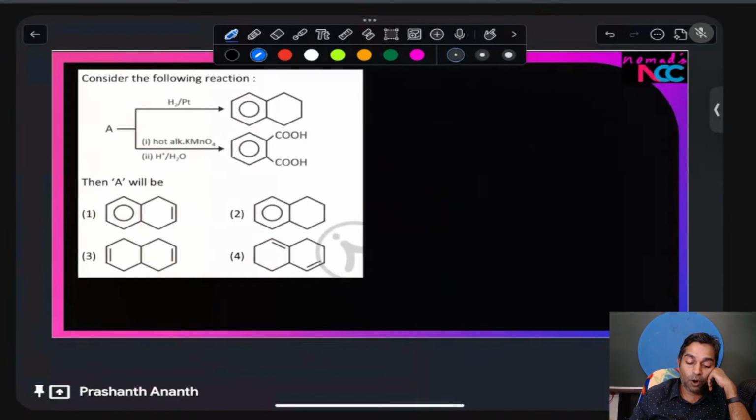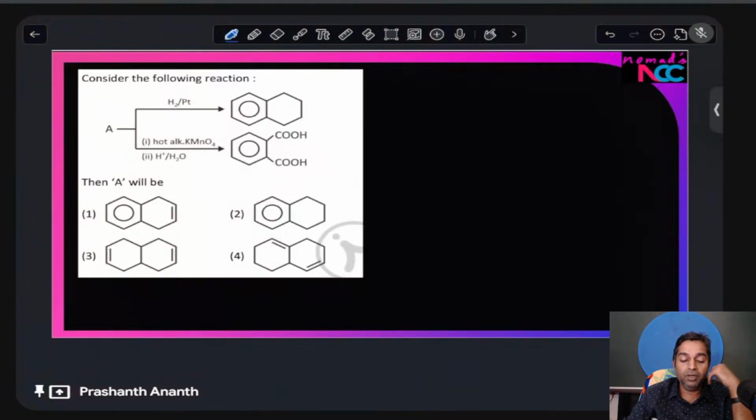We have compound A in this particular case reacting with hydrogen and platinum to give me this compound over here, and in the presence of hot alkaline KMnO4. They're asking which among the following will be compound A. So let's proceed and get it done. So compound A, let's call this reaction pathway 1. Let's call this reaction pathway 2.